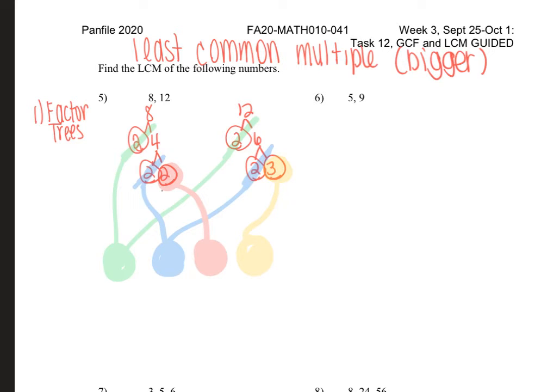And then you're going to end up multiplying them all together. So when you do this, it's important that the couples only get counted as a couple, and the singles only get counted as a single.